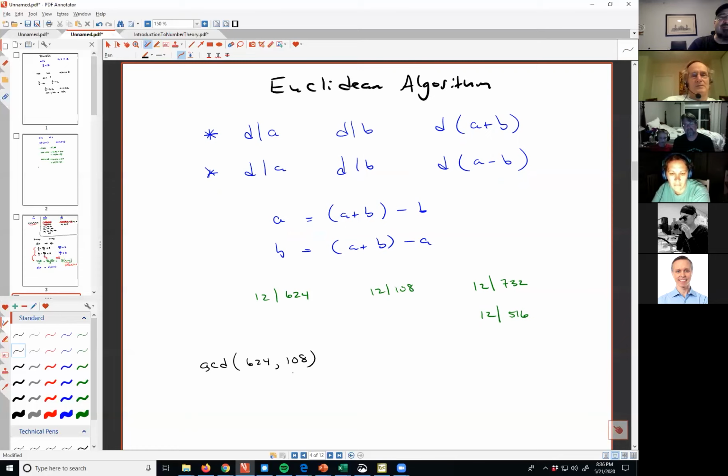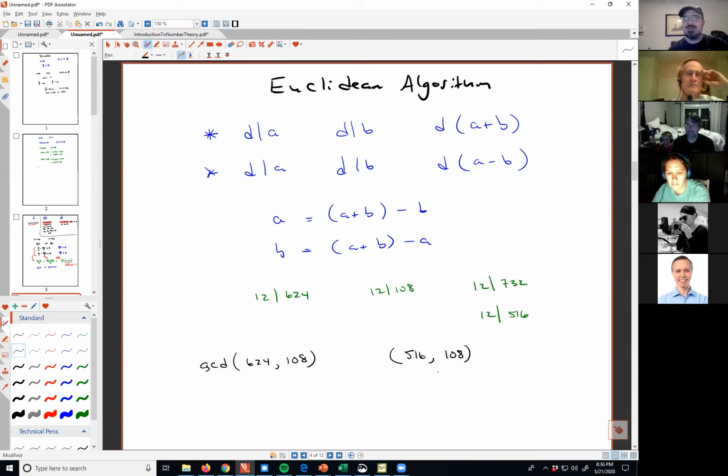And let's leave out the idea that this is the greatest common divisor for the moment. Let's just say that we're looking at two pairs of numbers, 624 and 108, and then 516 and 108. And what I claim is that the common divisors of both of these two groups are the same. And I know this because 624 is 108 plus 516, and 516 is 624 minus 108.